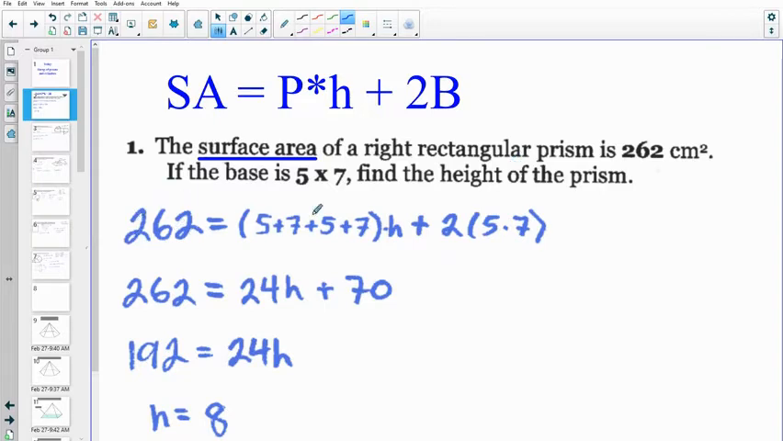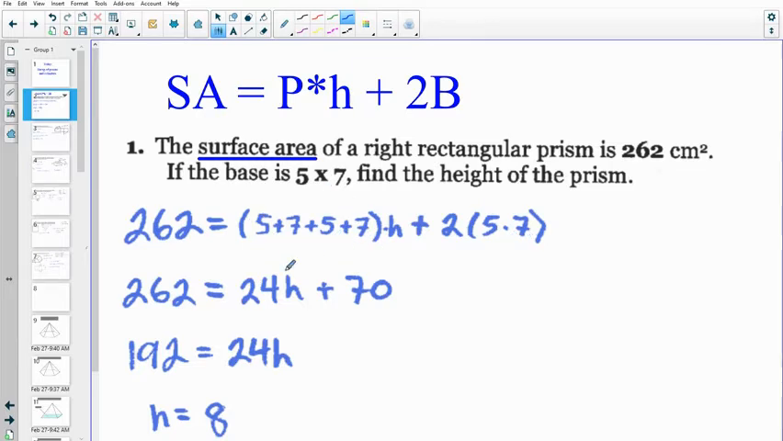Here's the surface area. Perimeter of the base. They told me the base was 5 by 7. So the perimeter is 5 plus 7 plus 5 plus 7, just making our way around that rectangle. Times the height. We don't know the height. If we did, we'd be done with the problem. And then plus 2 times the base. The area of the base is the area of a rectangle, 5 times 7. And then I just simplified these things.